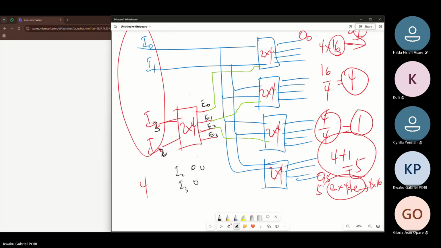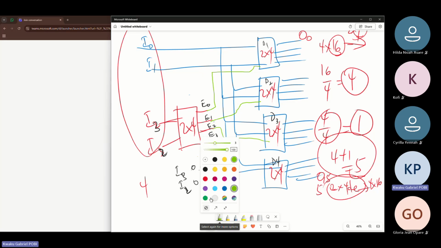Now, in a case where 0, 1 is activated as I3 and I2 respectively, it means that E1 is the one going to be activated. That means, let me name here decoder 1, here decoder 2, here decoder 3, here decoder 4. So when I implement I2 and I3 as 0, 1, it will select the second decoder. When it's 1, 0, it will select E2, then E2 will enable the third decoder. When it's 1, 1, E3 will be enabled, and then E3 will enable the last decoder.